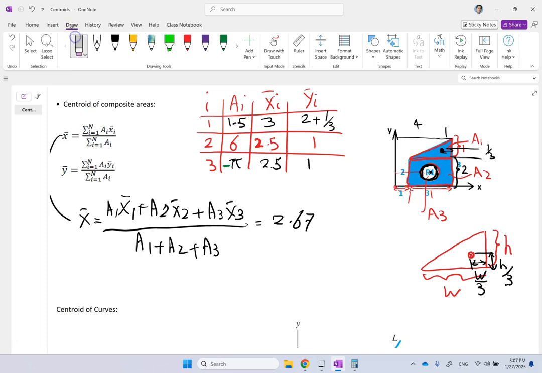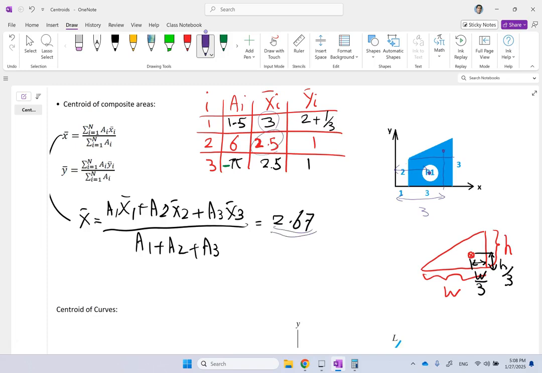So where is it going to be? If you look at this shape, remember the centroid of the rectangle and circle are here. The centroid of this triangle is here. So it's somewhere between these two. Remember from here to here was 3, and this one from here to here was 2.5. So it's somewhere between 2.5 and 3, as you expected.